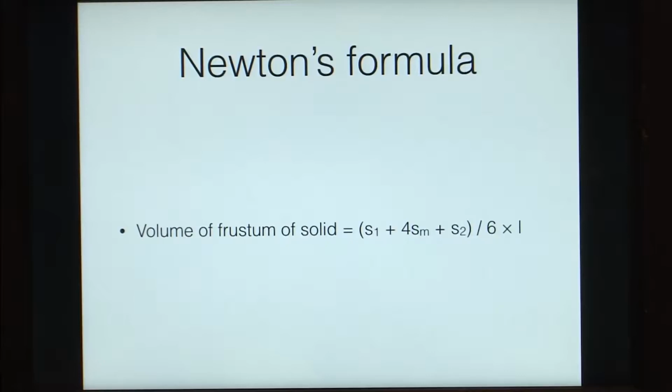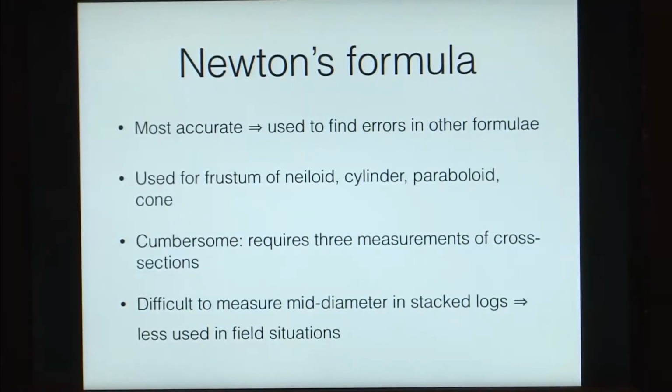If we look at this formula in greater detail, it is one of the most accurate formulae, which is used to find errors in the other formulae. The other formulae are Huber's formula and Smalian's formula. Newton's formula is considered to be the most generalized and the most accurate of all these three. It can be used for the frustum of a neiloid, cylinder, paraboloid and a cone. So, for all of these cases you can use Newton's formula. However, this formula is more cumbersome than the other two, because here you are required to take 3 measurements of cross sections of both the ends and the middle.